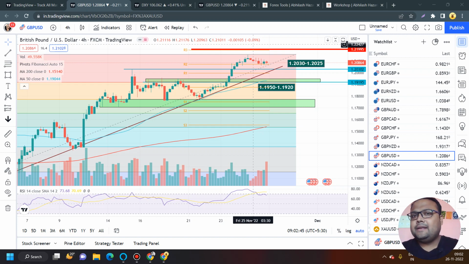So this is it, my dear friends. Please keep in mind that no trader is 100% accurate. This is my analysis. I can be wrong as well. So please do not gamble with your hard-earned money.